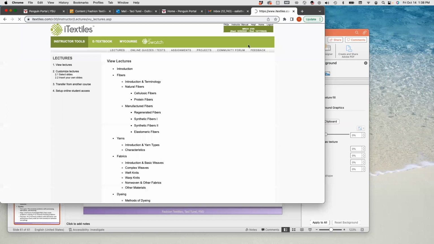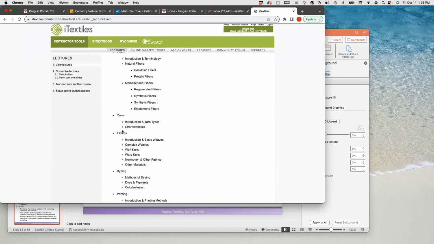Okay. So we are actually done with yarns, and in our next class we're going to meet in person and we're going to look at some of those novelty yarns, and we will start learning about fabric construction.